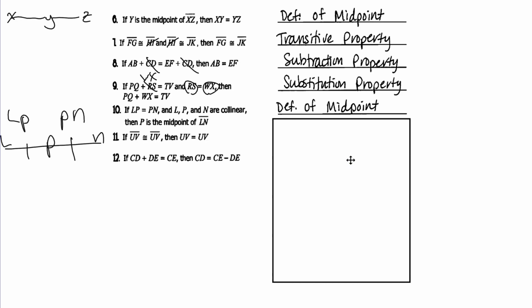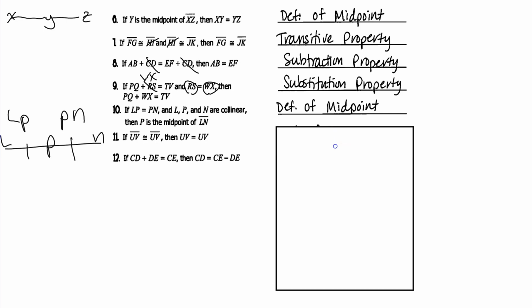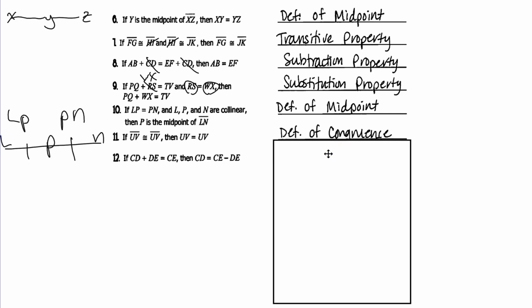If segment UV is congruent to segment UV, then the length of UV equals the length of UV, right? And that is the congruence. Again, definition of congruence. If CD plus DE equals CE, then CD equals CE minus DE.